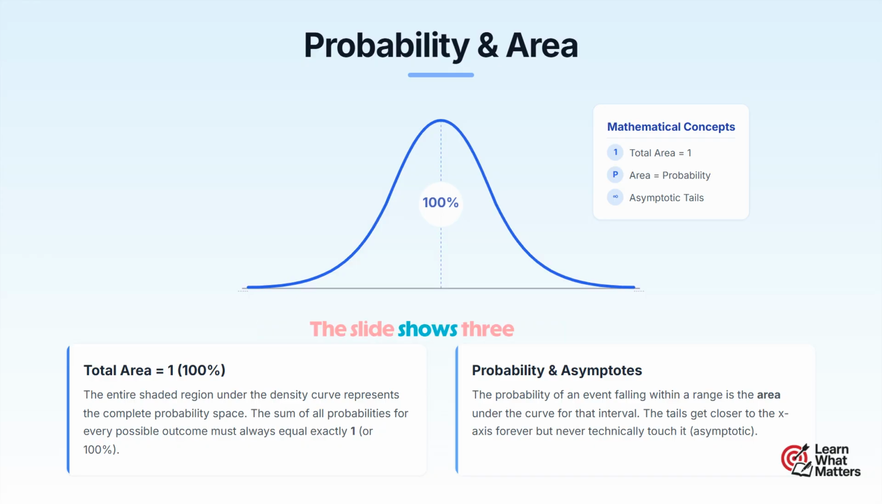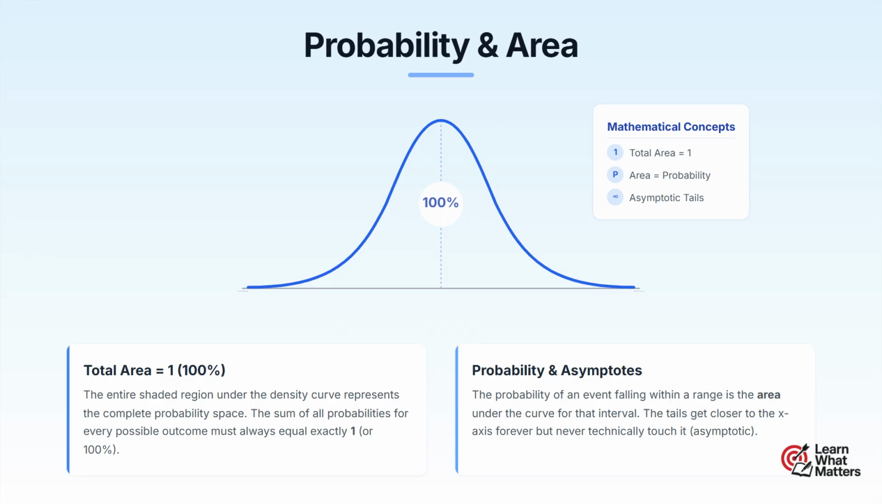The slide shows 3 mathematical concepts. Total area, 1. Everything that can possibly happen lives under this curve. Area equals probability. The probability of an event falling within a specific range is the area under the curve for that interval. Asymptotic tails. The tails get closer to the x-axis forever, but never technically touch it.